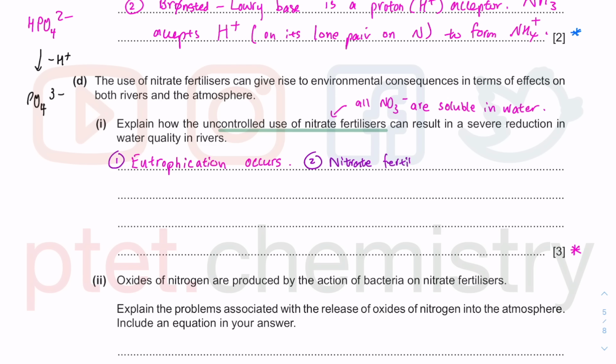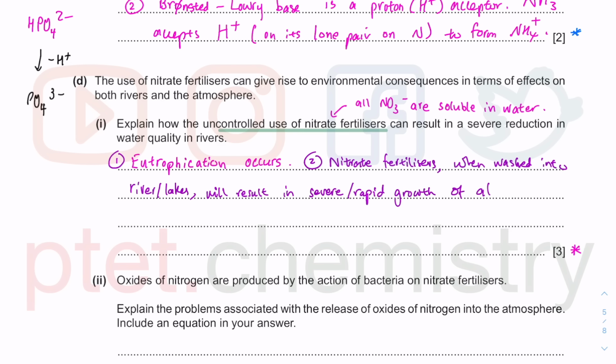So when washed into river or lake, whichever one really, it will result in severe growth or very rapid growth of algae on the water surface. So they grow on the surface.